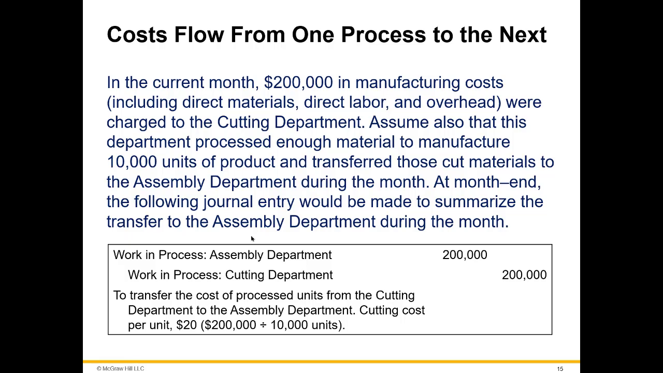Okay, so let's look at this example here. In the current month, $200,000 in manufacturing costs, including direct materials, direct labor, and overhead, were charged to the cutting department. Assume also that this process department processed enough material to manufacture 10,000 units. So 200,000 divided by 10,000 is $20 per unit. And so when it comes time to transfer this out, we're going to take it out of the cutting department, the 200,000 that is transferred over to the assembly department for the full $200,000.